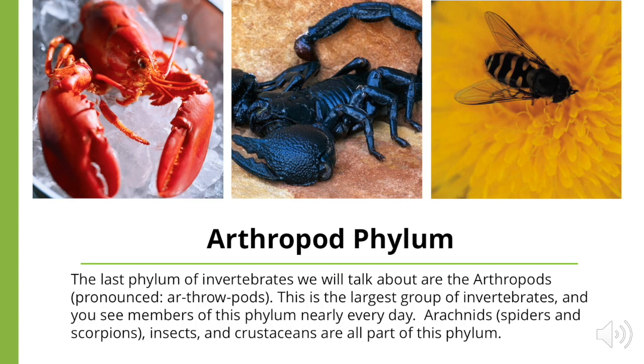You can see a few of them here, but many of the insects that you see, a lot of sea animals like this crab that you see, or this lobster that you see here in this picture, and scorpions in the middle. Arachnids, spiders and scorpions, there's insects, there's crustaceans, all are part of this phylum.